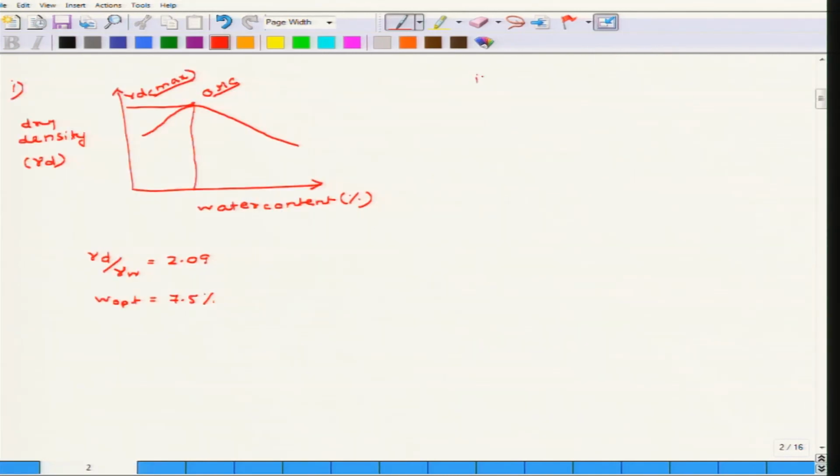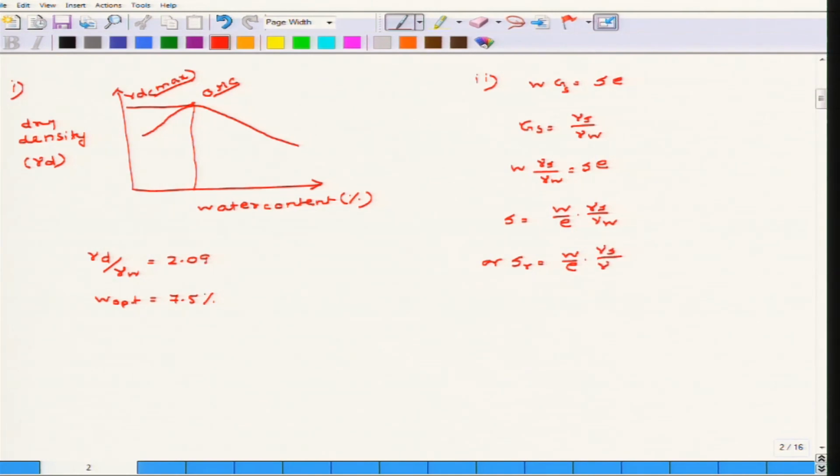Now we all know that W Gs equal to S e. Now we can write Gs in the form of gamma S by gamma W, because we know that Gs is the specific gravity of soil solids. So we can write W into gamma S by gamma W is equal to S into E. From here we know that S is equal to W by E into gamma S by gamma W, or SR equal to W by E into gamma S by gamma W.